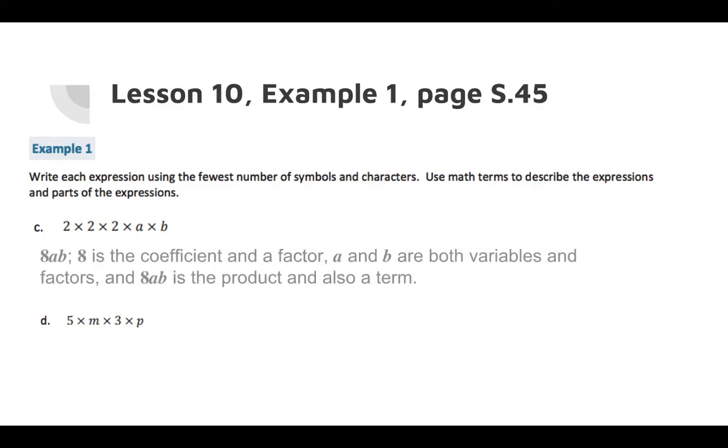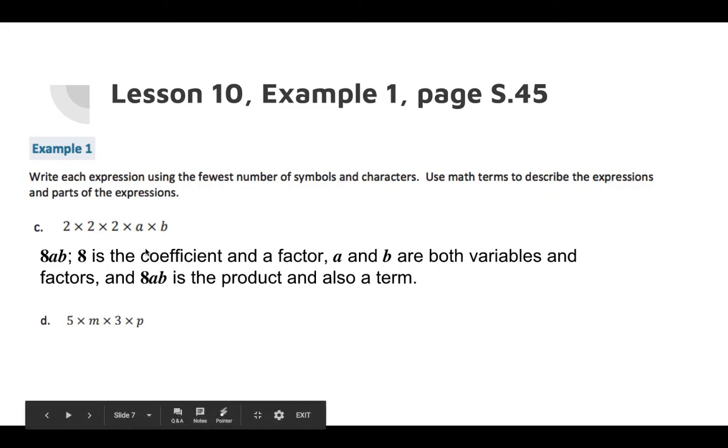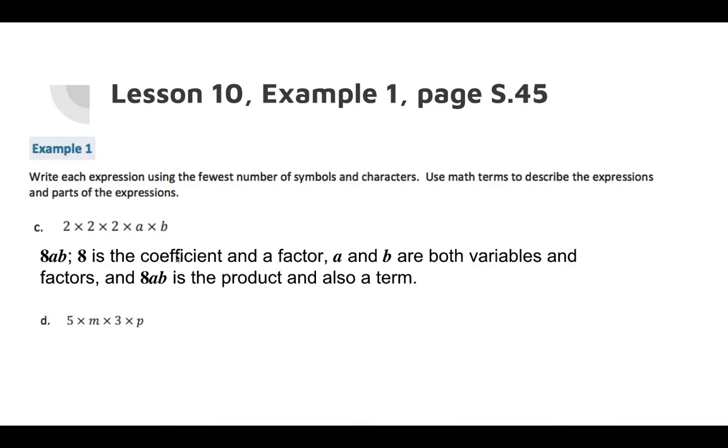So 8ab would be your answer here. 2 times 2 is 4 times 2 is 8. And then we are getting rid of the x's because we don't want it to be confusing. And we can put AB together and it'll still represent a multiplication problem. So 8AB. 8 is your coefficient and a factor. A and B are both variables and factors. And 8AB is a product and also a term.